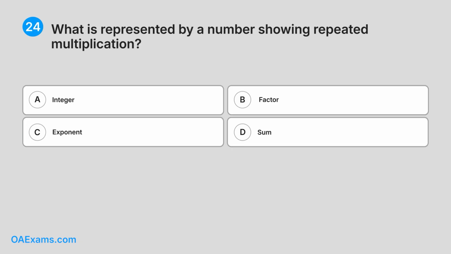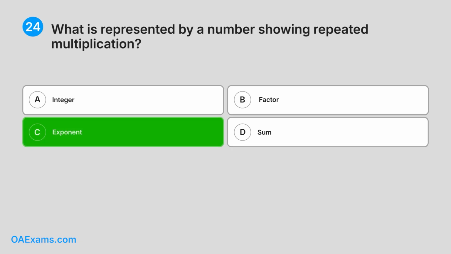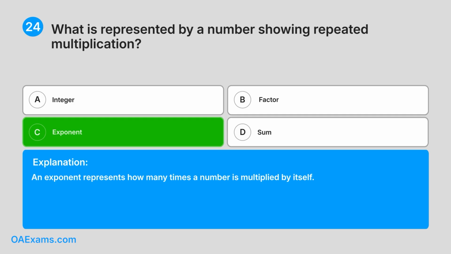Correct answer. C. Exponent. Explanation. An exponent represents how many times a number is multiplied by itself.